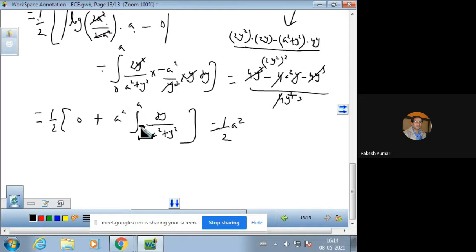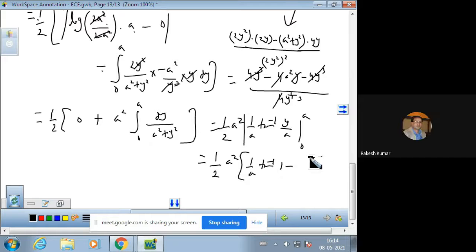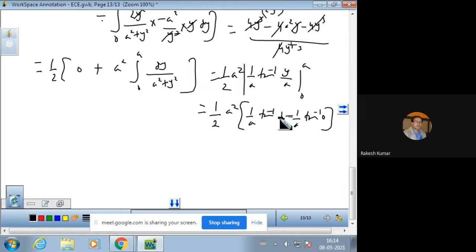Now integrate with respect to y, you will have 1 over a tangent inverse y by a, and the limits are 0 to a. So 1 by 2 a square. For upper limit, we will have 1 by a tangent inverse a by a, that is 1, minus 1 by a tangent inverse 0. And tangent inverse 0 is always 0. And tangent inverse 1 is pi by 4, and 1a is also cancelled.